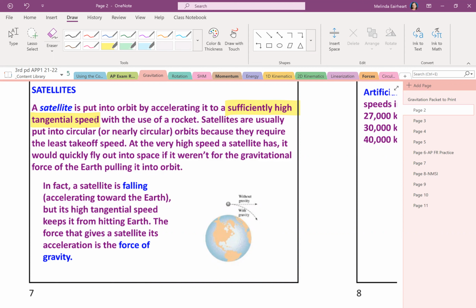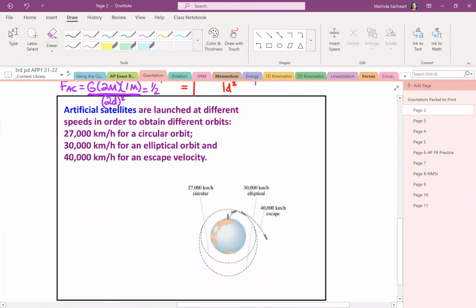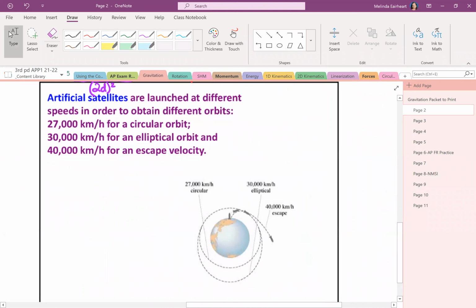Okay. Satellites are usually put into a low orbit because they require the least takeoff speed. We'll compare it to something else in just a second. If it was too high, it would fly away if it left Earth's gravitational field. And so over here is the comparison. Some of our satellites are put into orbit so that they have a circular orbit. And I'm assuming this is an average, 27,000, now careful, kilometers per hour.